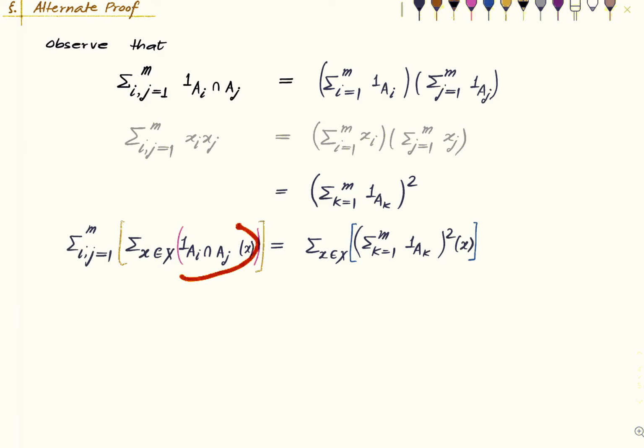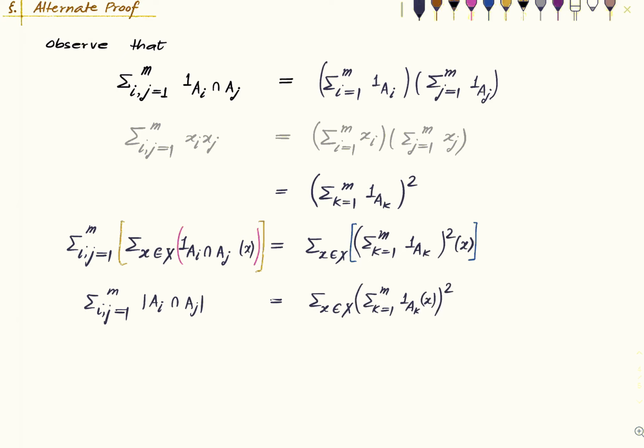And the left side, so what is this guy? This is just the cardinality of the intersection of A_i and A_j. So the left side is what we were looking for. But what is the right hand side? Just note that this is a small observation. This x can be plugged inside. Just unravel the definition of everything, and you will see that this is the case.